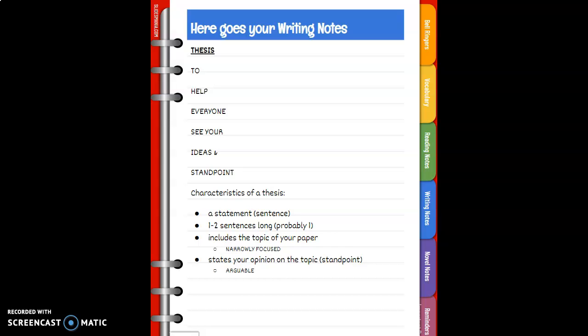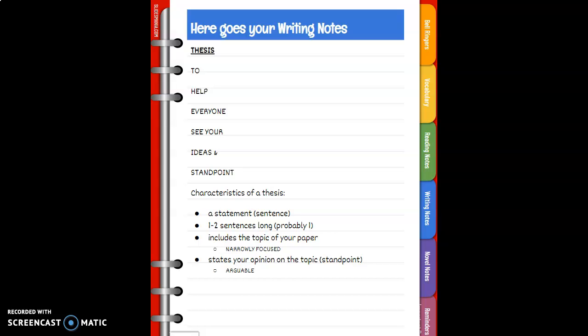A few characteristics of a thesis statement are: it is a statement, meaning it's a sentence. It has a capital letter at the beginning, a period at the end. It is usually only one or two sentences long. In 7th grade, we concentrate on the one sentence thesis based on the length of the papers that you'll be required to write. If you were reading something long, then you might have a thesis statement that were 2 sentences, but that's not going to happen to you for the most part in 7th grade.